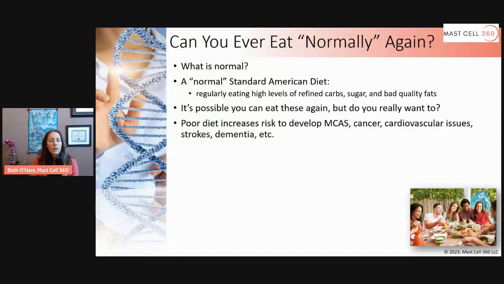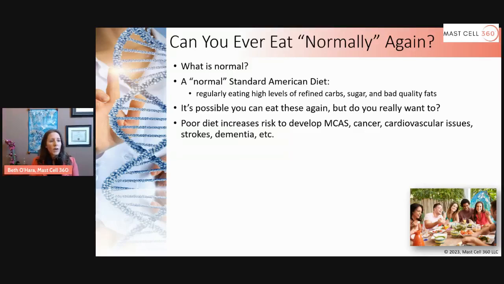Because this kind of diet is absolutely clearly linked to not just increased risk of MCAS, but cancers, cardiovascular issues, strokes, dementia, so many kinds of risks. So do we really want to go back to eating McDonald's and Taco Bell and your typical Pizza Hut kind of pizza? I'm not interested in that. I know some people may be, but if you are, then know that the more you eat that, the more you're increasing these other health risks.